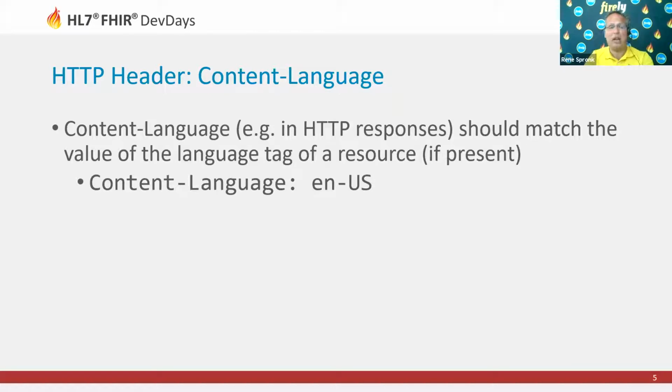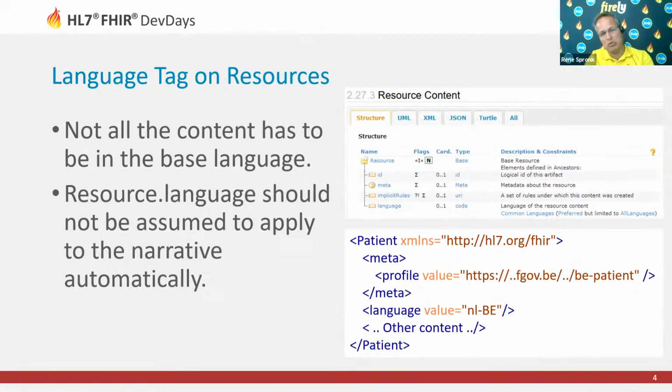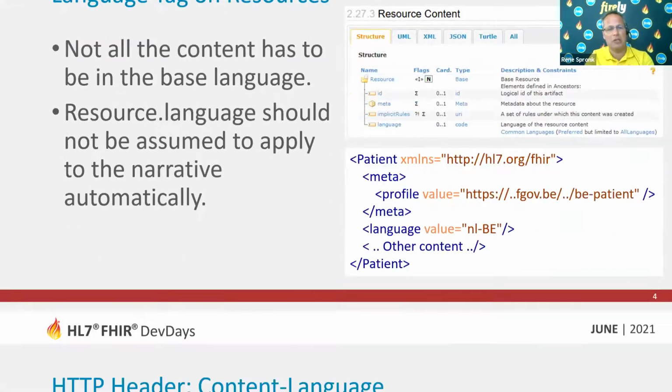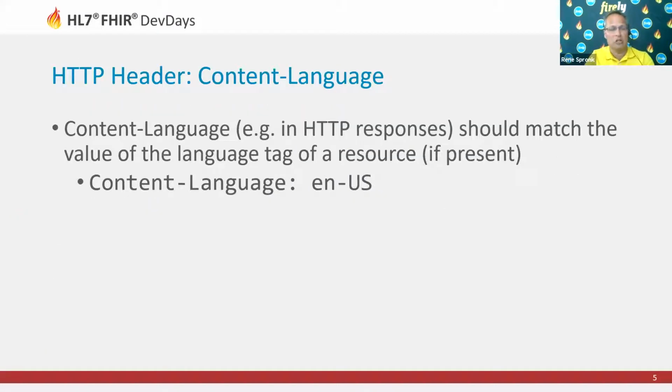Another way of specifying what language you're using is to leverage one of the standard HTTP headers, content language. In this case, we're expressing that in the context of some HTTP exchange, could be in an HTTP response, the content language is English as spoken in the US in this example. And obviously, if you declare a language within the FHIR resource and you have it in the HTTP header, then they should match, because that's the base language of the communication.